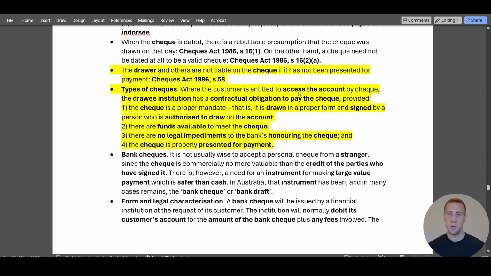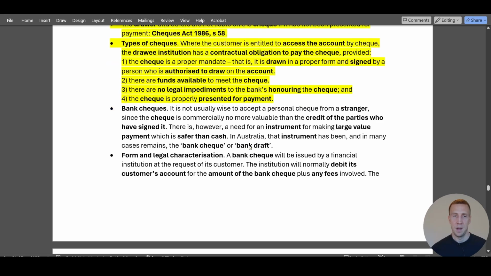Where the customer is entitled to access the account by cheque, the drawee institution has a contractual obligation to pay the cheque, provided that: 1, the cheque is a proper mandate, that is, it is drawn in the proper form and signed by a person who is authorised to draw on the account; 2, there are funds available to meet the cheque; 3, there are no legal impediments to the bank honouring the cheque; and 4, the cheque is properly presented for payment.